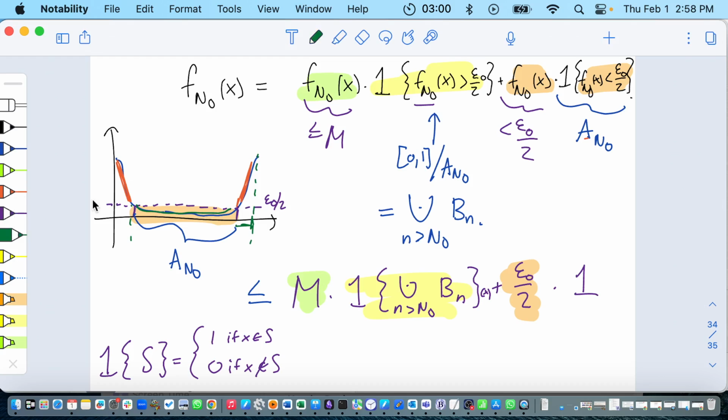Then there's two things. There's the height over here, which is bounded by M, because M is the absolute tallest anything could ever be. That's in green. So I'm saying the function is less than M because the function is less than M everywhere. M is like a global height restriction on the function. And then the yellow is exactly the width of these little pieces over here. The yellow is the union of n greater than n naught of B_n, which is everything except for the set A_n naught in the middle.